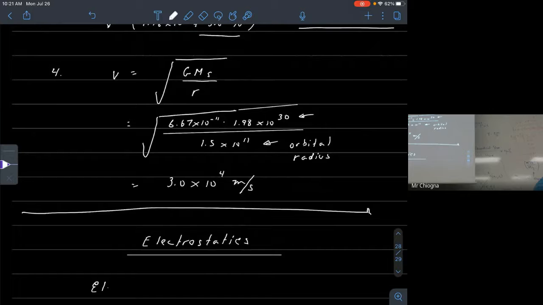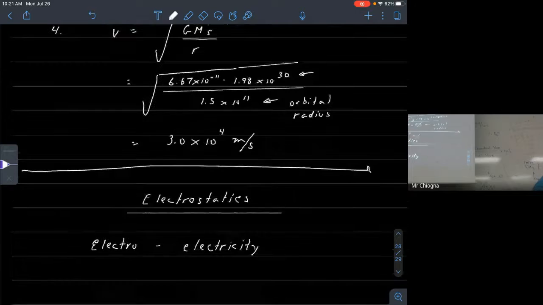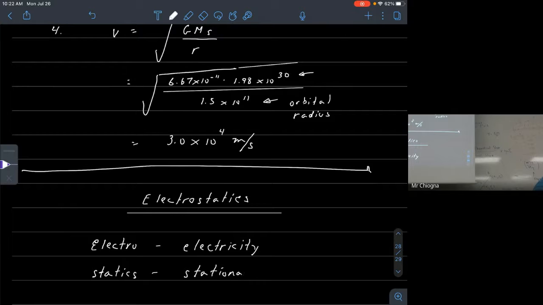Electrostatics. Electro is pertaining to electricity, obviously. Statics referring to stationary. So this is the physics of static charges, charges that are stationary.